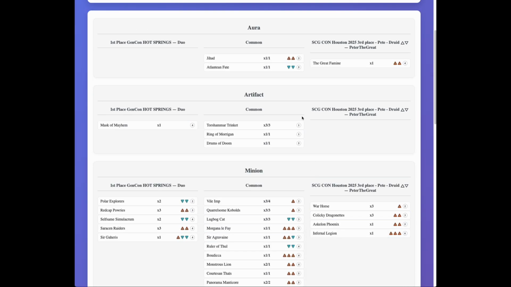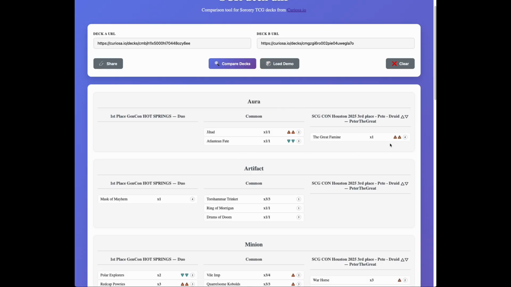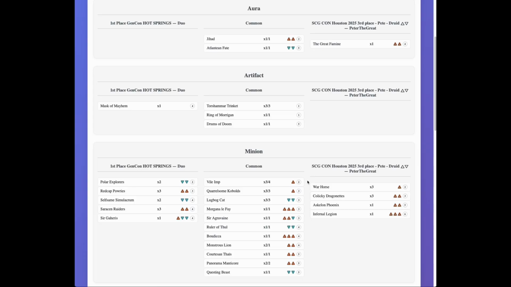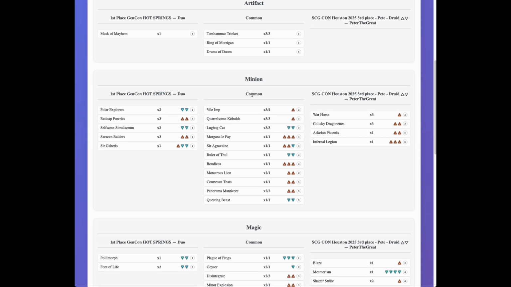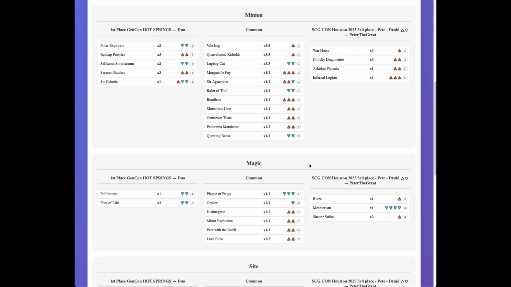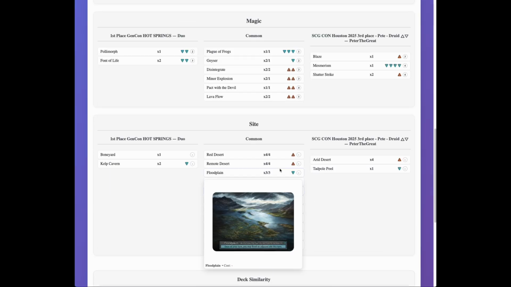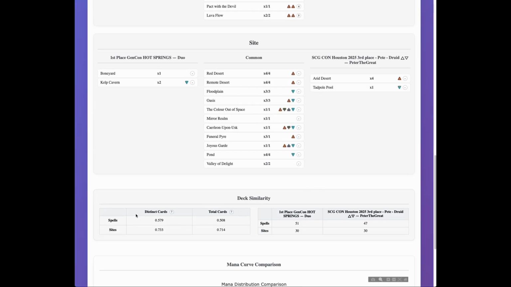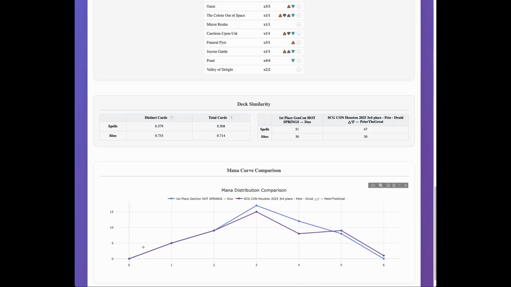And so this one is showing two different recent Steam Druid decks, I guess, and all the shared minions and what's different about them. You also get a deck similarity down at the bottom, and then a mana distribution at the very bottom.